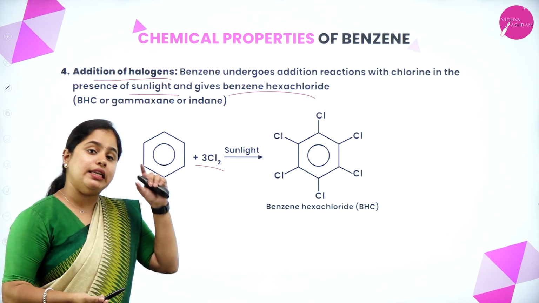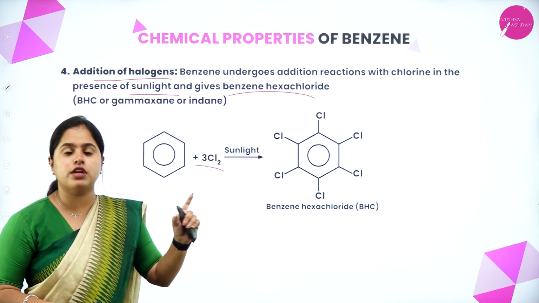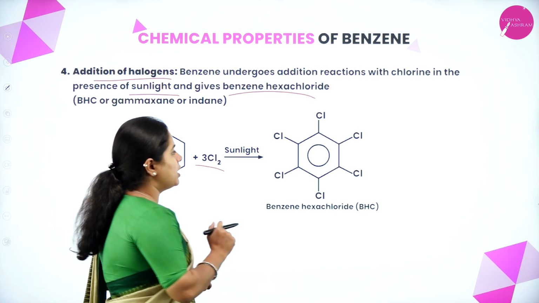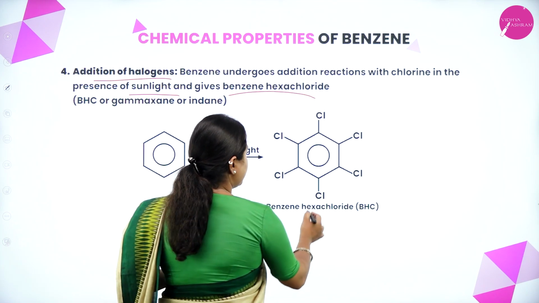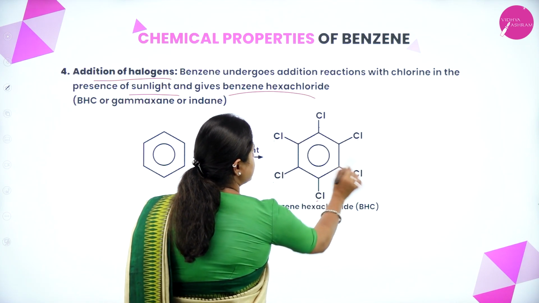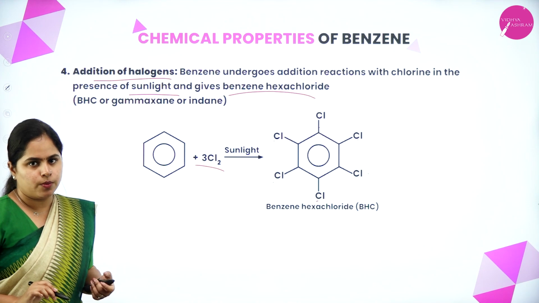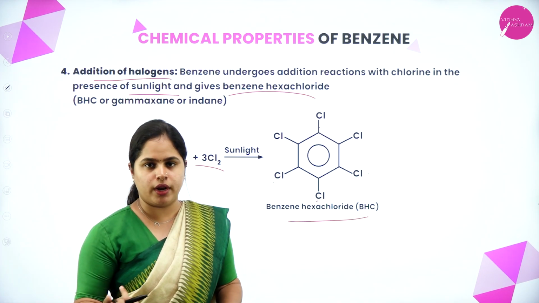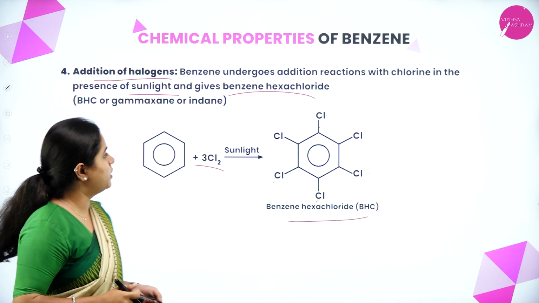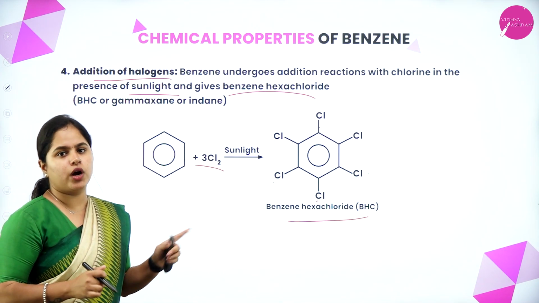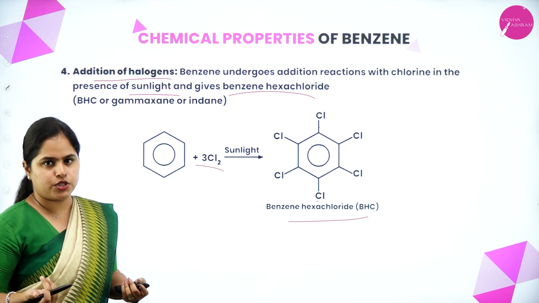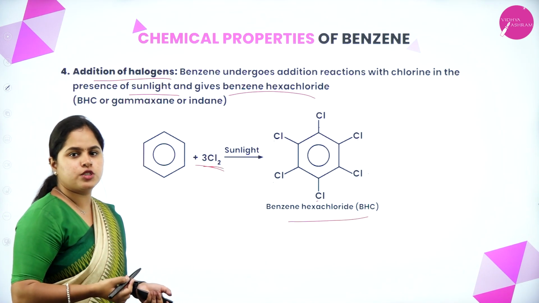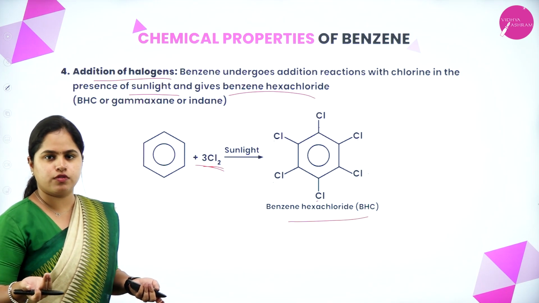So what happens in each of the positions, each of the 6 carbon atoms, one chlorine atom will be added. As you can see here, this is an addition reaction. In each of the positions, you can see 6 chlorine atoms. So now the product obtained is called benzene hexachloride, BHC. I hope that is clear. In each carbon atom, one chlorine atom will be added. So as you can see, we have 3 moles, which means you will totally have 6 atoms of chlorine, right?